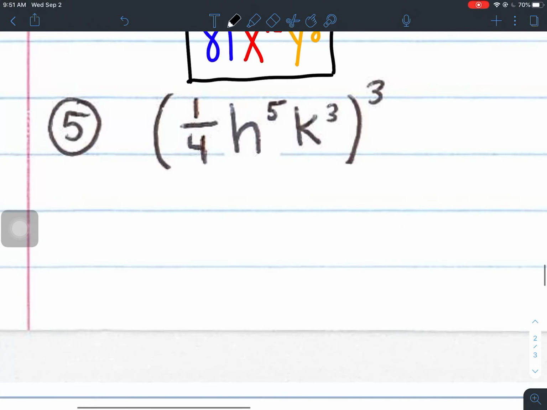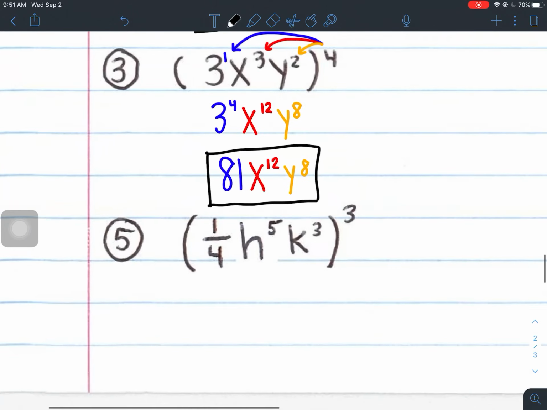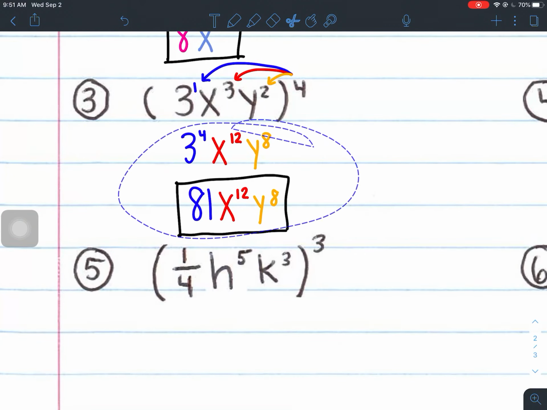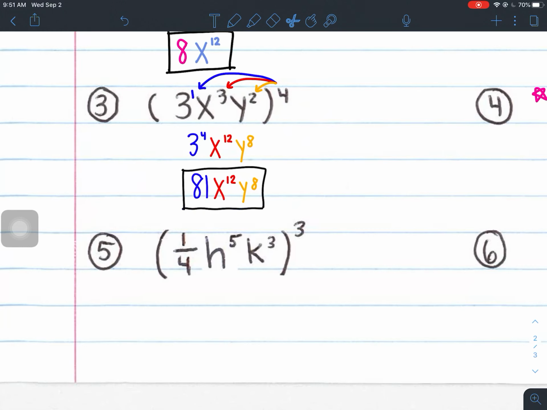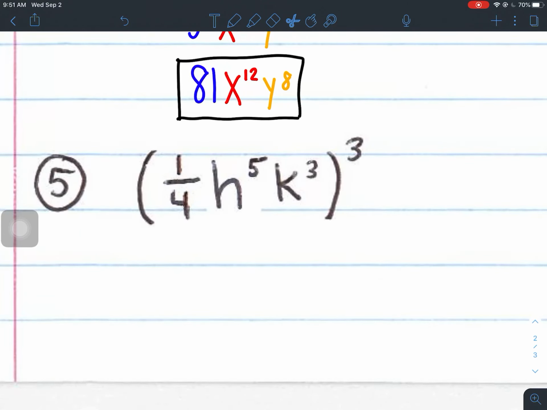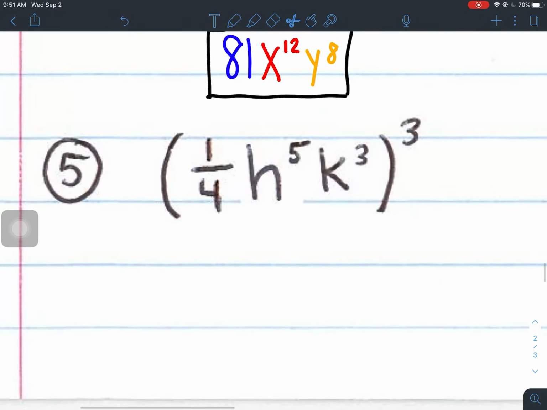All right, moving on to number 5. Number 5 looks a little bit scary because you're like, there's a fraction here. Like, what do I do? Nothing different. You do the same thing that you would always typically do. You're still going to try to get rid of these parentheses by distributing the outside exponent in.